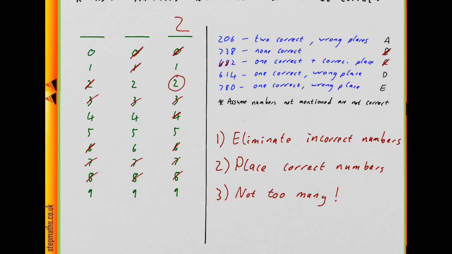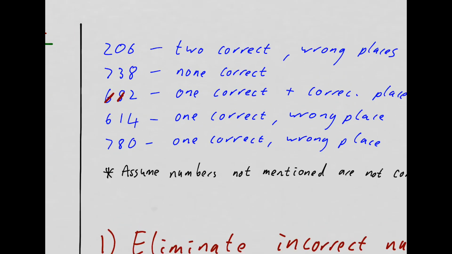Okay, so this last digit is 2. What does that mean for the other options? Well, if we look at the first one, it means that now 2 is correct but in the wrong place. So that means one of the other 2 digits, 0 or 6, is correct and in the wrong place. So that means this, this and this, so A, D and E, all basically are giving the same kind of information, that one digit is correct and in the wrong place. So we just have to figure out which is the one to use.